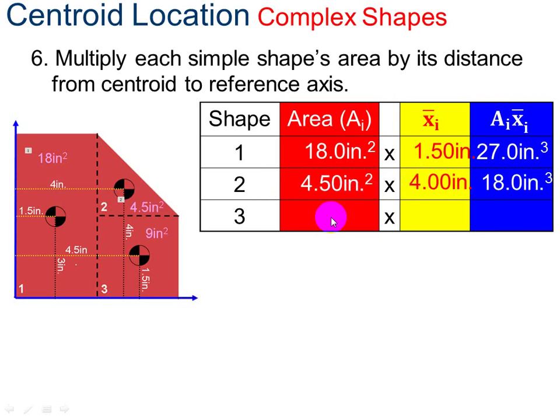And then for shape number 3, I'm going to multiply the area of shape number 3, which is 9 inches squared for the area. And then I want to multiply how far the centroid is in the x direction away from my reference axis. So it is 4.5 away. So I'll put that here. And 9 times 4.5 is 40.5 inches cubed. This is only for the x direction. We're going to have to repeat this here in a minute in the y direction.